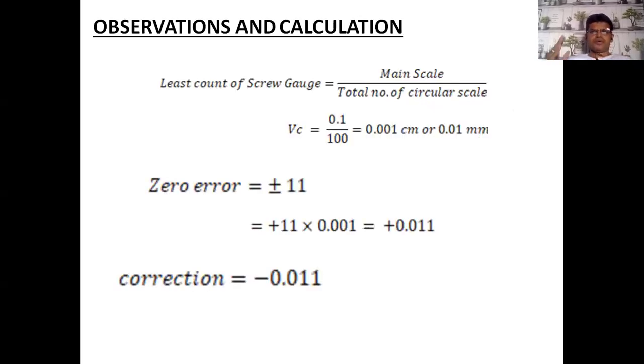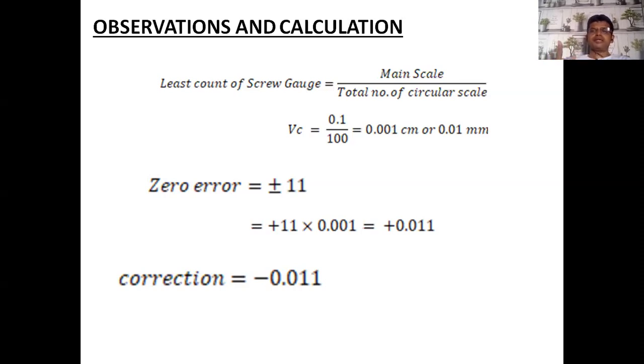Before starting any practical, we need some values like the least count value and the error. Last time, in the vernier calipers, we found a least count value of 0.01 centimeter. But how? We had one equation, main scale divided by the total number of vernier scale divisions, and that way we found the value 0.01 centimeter, and then after that we found the error.